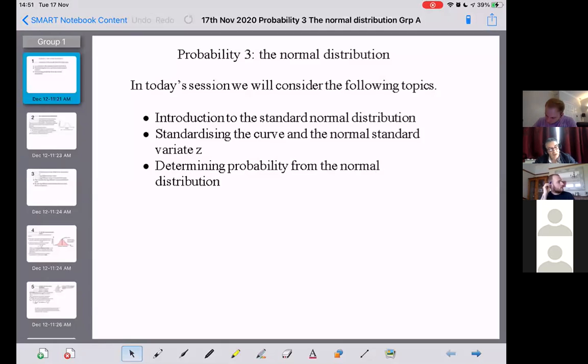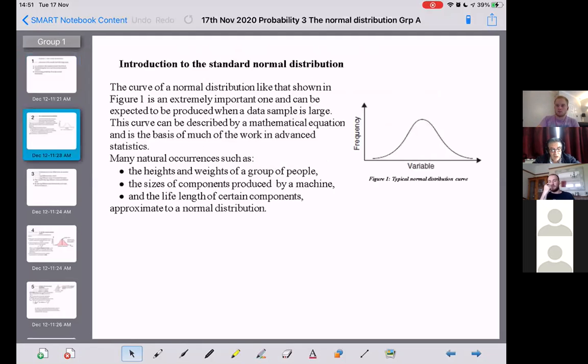What this is around is us being able to predict how many people will fall in a certain range. For instance, we'll be looking at an example problem that is around people's heights and how many people fall so far away from the mean. All will become clear as we go along. So, introduction to the standard normal distribution.